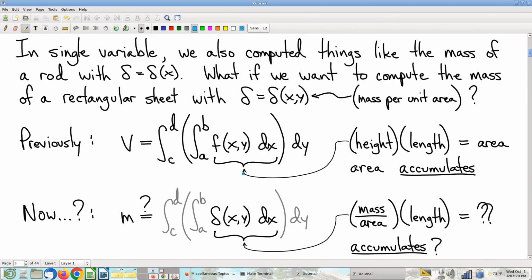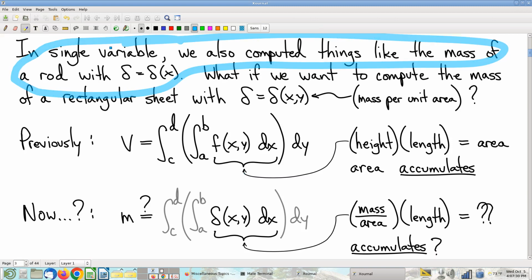Okay, so now here's the next thing we might want to do. There's a bunch of other things that we computed with single variable calculus. So, for example, mass of a rod, where density is given. You've got density as a function of x, find the mass of the one-dimensional rod along the x-axis. And we computed area with a single variable integral. We compute the mass of a rod with a single variable integral.